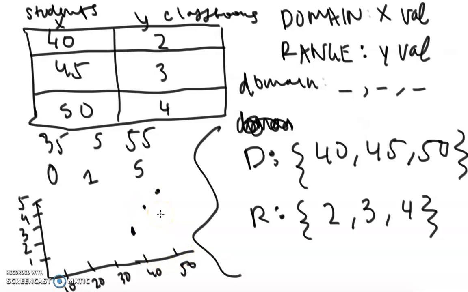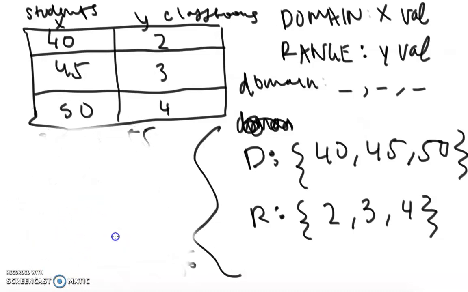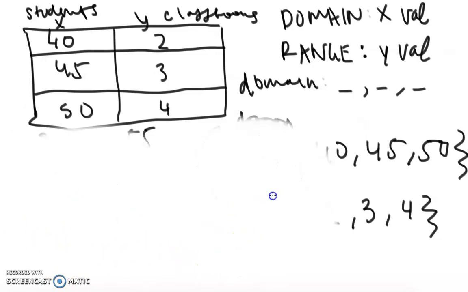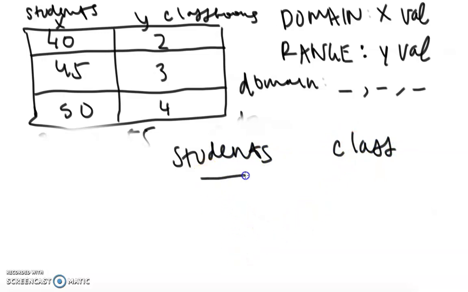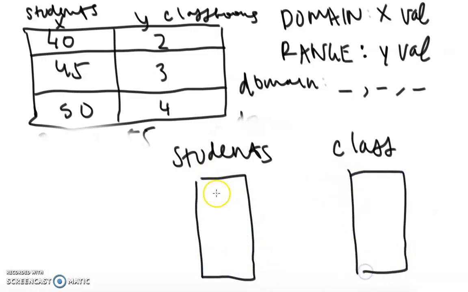So now that we have this graph, we are going to now be putting in these input and output relationships, which sound complicated, but trust me, it's not that bad. Okay, I'm going to delete this domain and range as well. Okay, so what we're going to do for this is students, classroom. I'll just put class. You are going to make a little rectangle right here. Another rectangle. 40, 45, 50. 2, 3, 4.